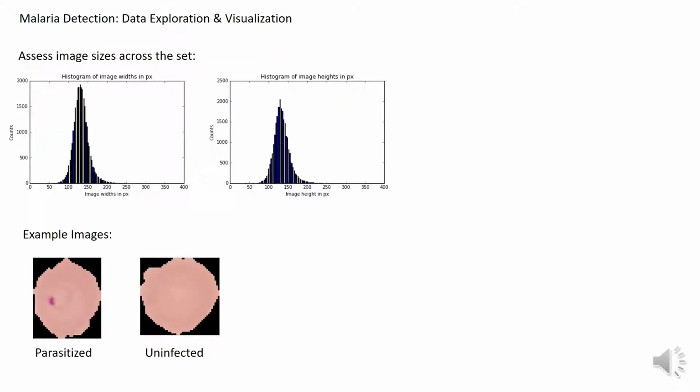Initially, I did some data exploration to find a good common ground for resizing these images. As I mentioned before, the image sizes varied a lot, but they had a common mean around 130 pixels in each direction.